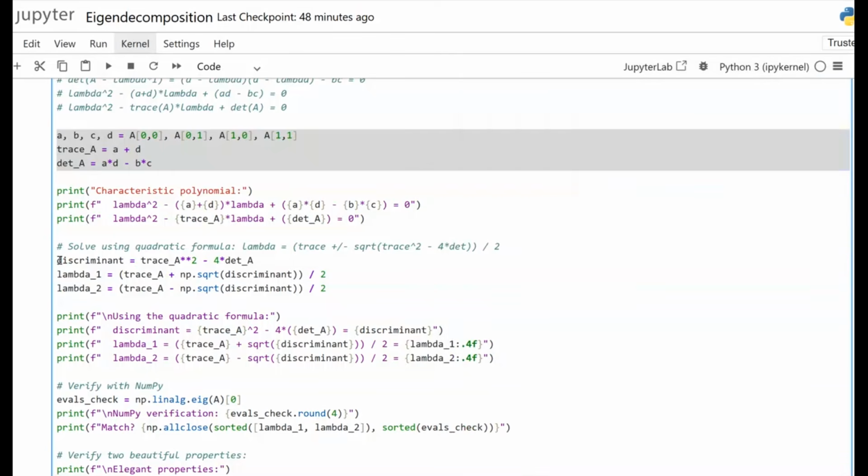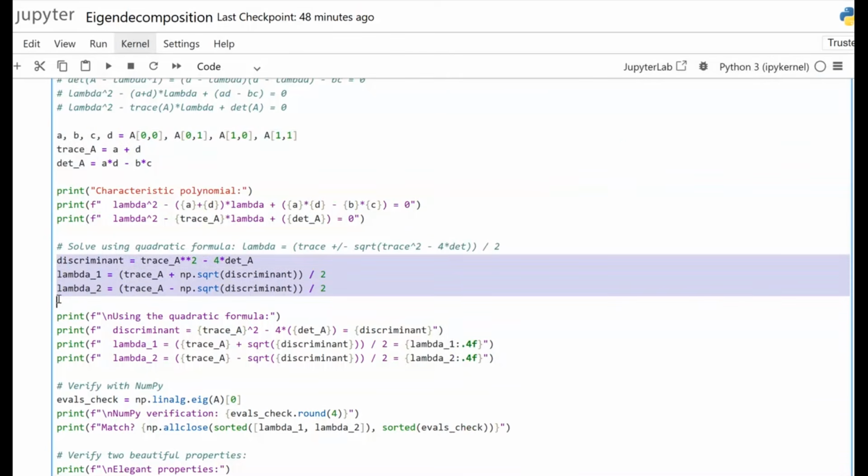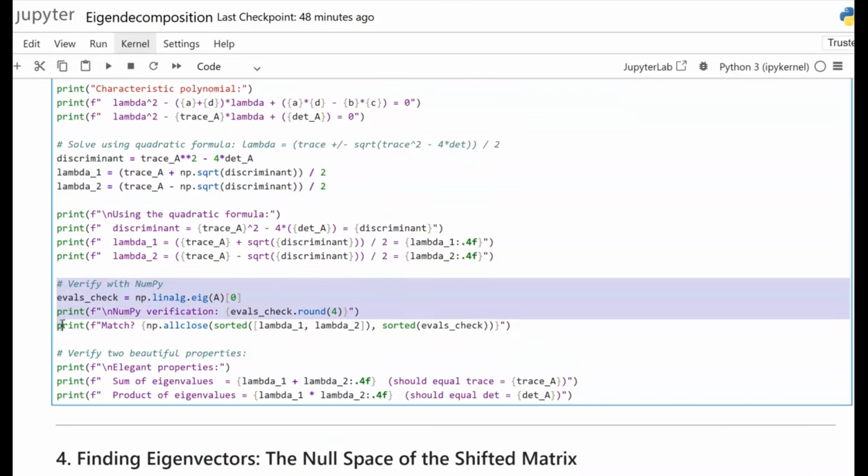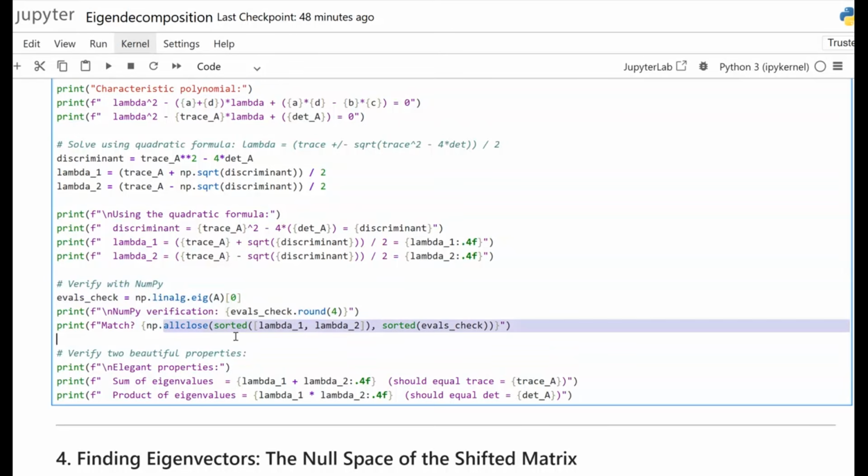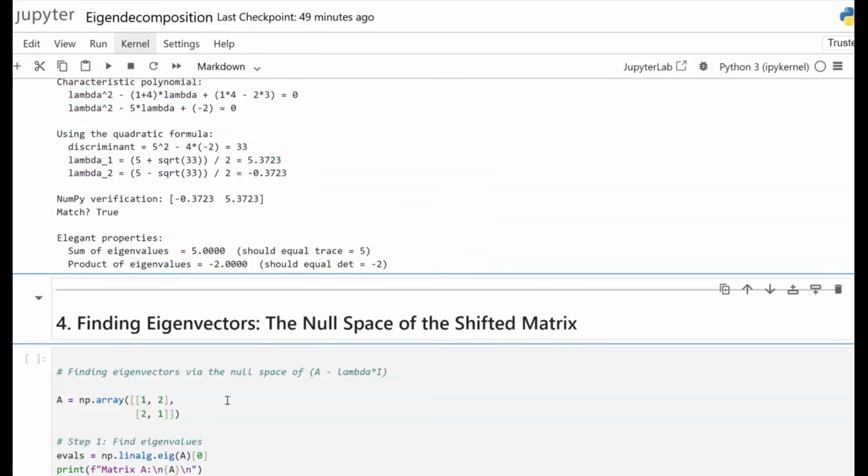And solving this by using the quadratic formula, we are going to have the values of lambda 1 and lambda 2. So let me evaluate it, and with this we are going to make a numerical verification by using NumPy, which computes the eigenvalues using a numerical algorithm. And here allclose verifies equality within floating point tolerance. And we have here the exact fundamental identities: the sum of eigenvalues and the product of eigenvalues. So let me execute and verify the result.